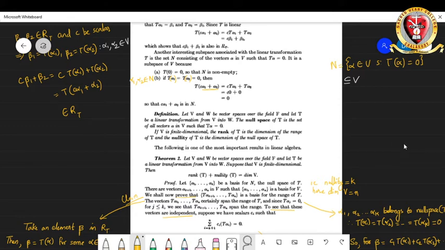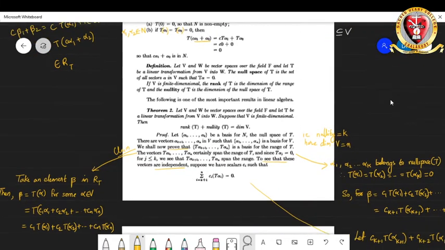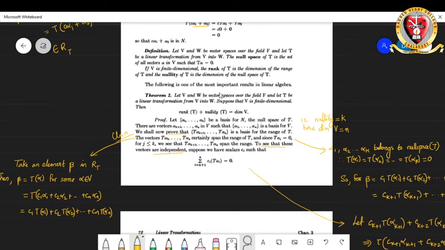And from all these terms, we are going to frame theorem 2, which is also a simple theorem, and it's one of the most important results in linear algebra, and it is called the rank nullity theorem. So rank nullity theorem states that if V and W are vector spaces over the field F and T is a linear transformation from V into W, and suppose V is finite dimensional, then rank of T plus nullity of T is equal to dimension of V.